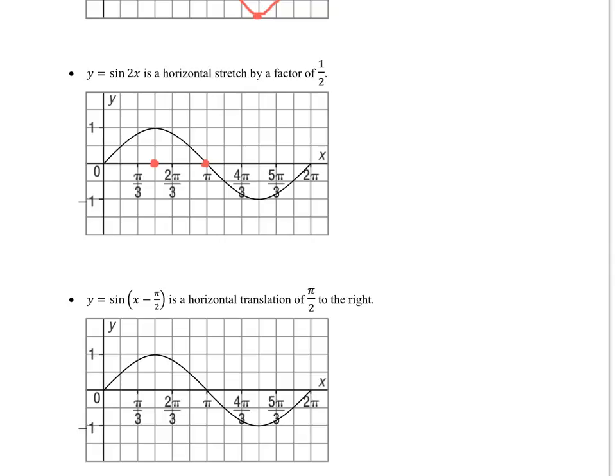The maximum point that was at pi by 2, now half as far along the x-axis, so it'll be at pi by 4. And similar for the minimum point, it'll be at this point here. And so the shape of our graph will just be horizontally stretched by a factor of a half like that. So that gives us one cycle.